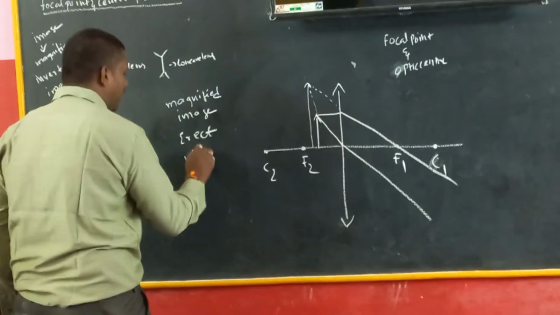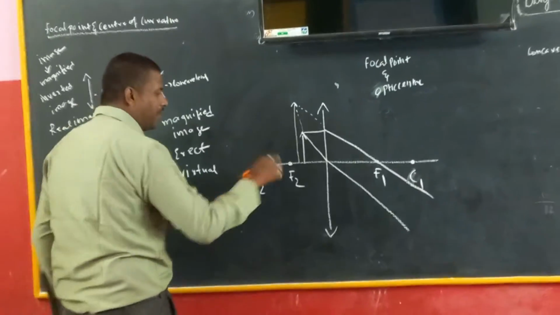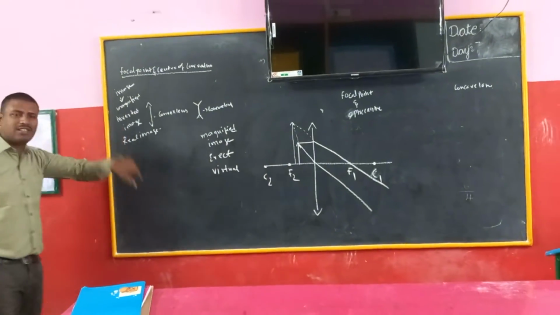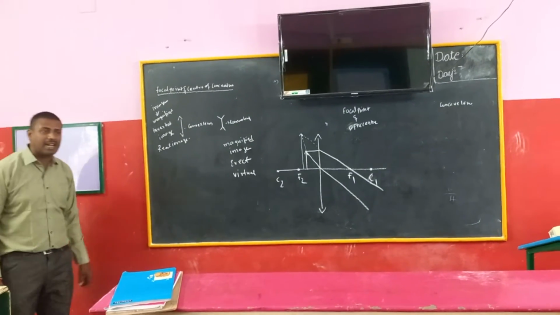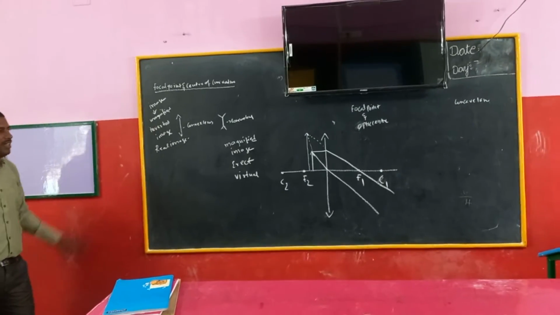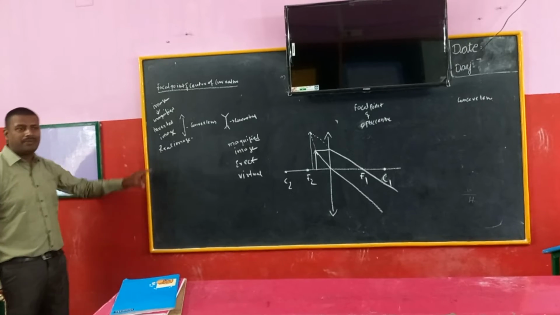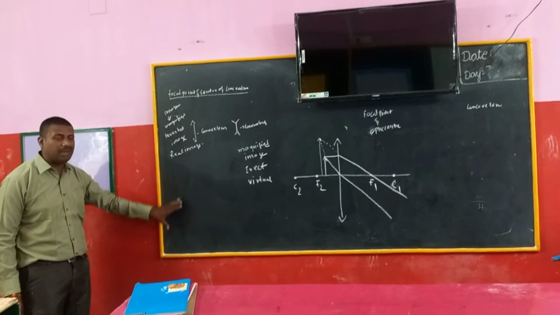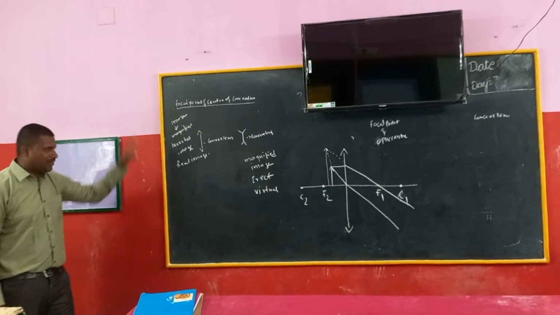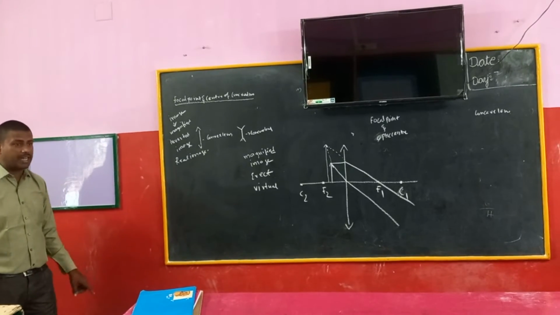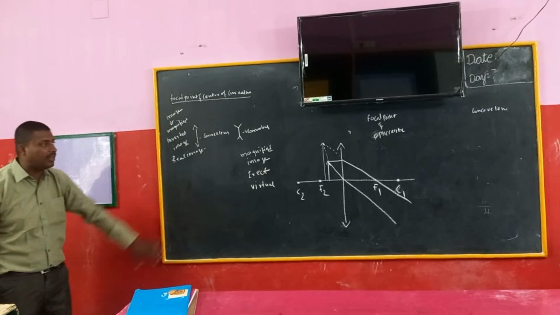The image which is formed is a virtual image because the object is on one side and the image is also on the same side. I told you in many classes, if the object is on one side and the image is also on the same side, then a virtual image is formed, and it is an erect image. For the first time we are hearing about erect image in this class.